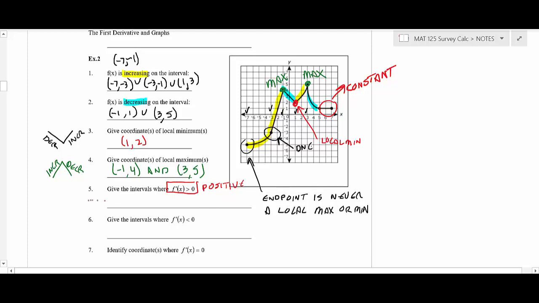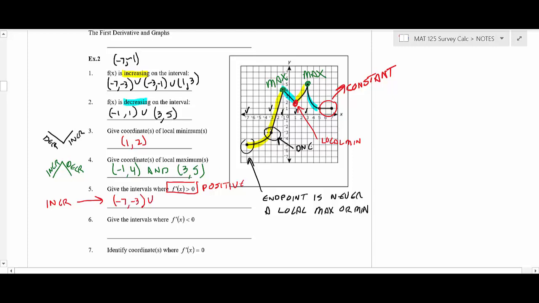Okay, next thing is, where is the derivative positive? That's the same thing as where does the function increase? So we've already answered that. This graph increases in these yellow regions. So that would be from -7 to -3.